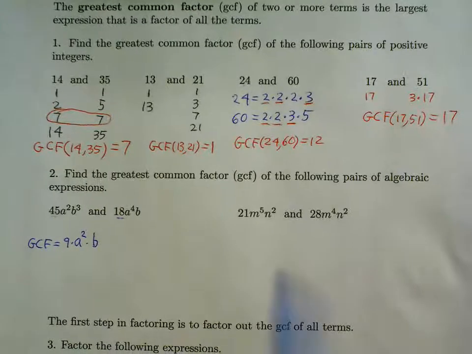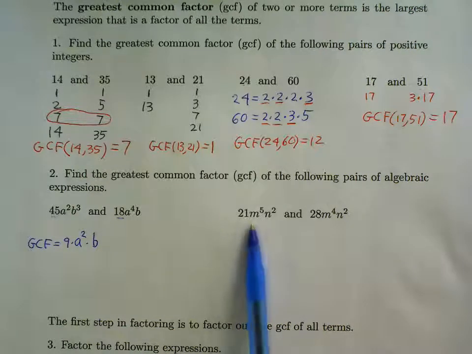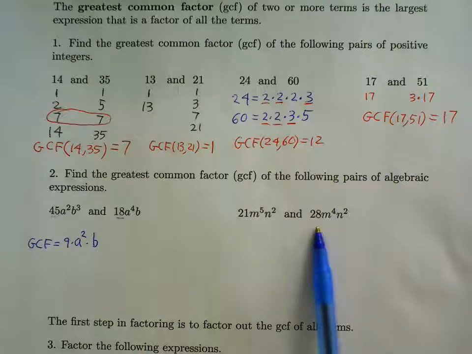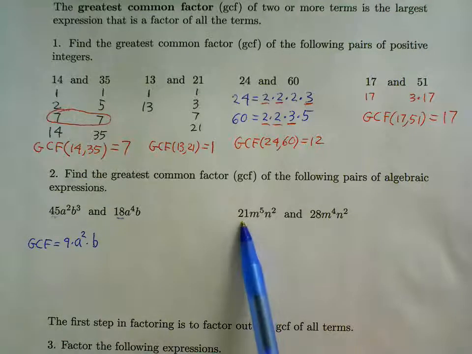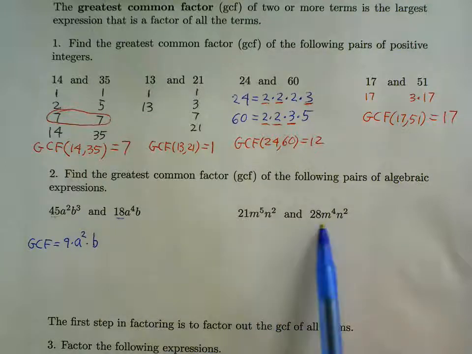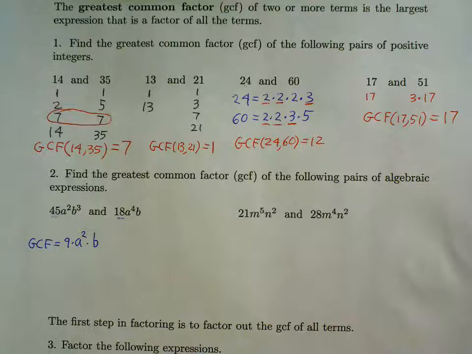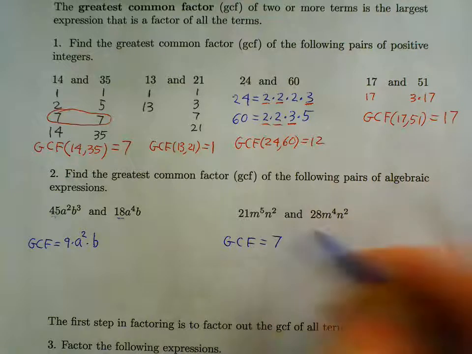Okay, the next pair, find the greatest common factor of 21m to the fifth n to the second and 28m to the fourth n to the second. First begin with the numerical factors, also called the coefficients. So 21 and 28, the greatest common factor of 21 and 28. Seven. Okay, 7 is a common factor to both terms.